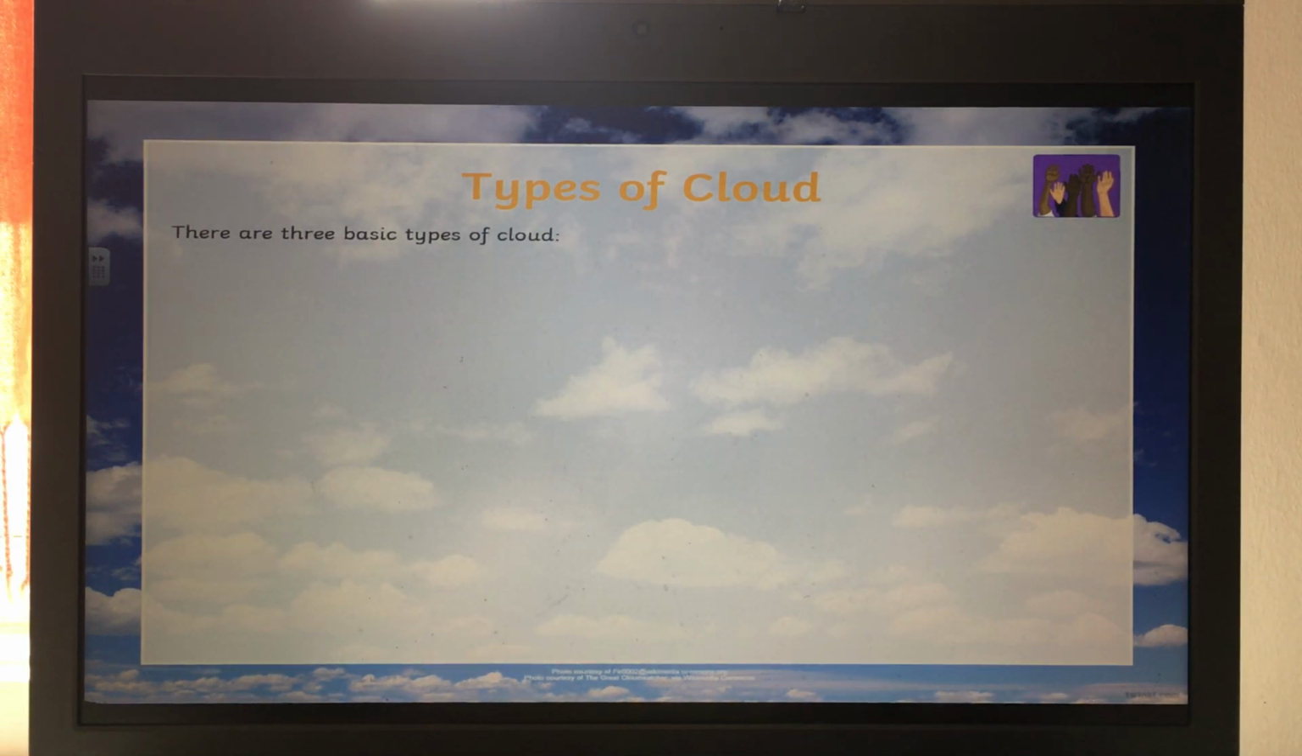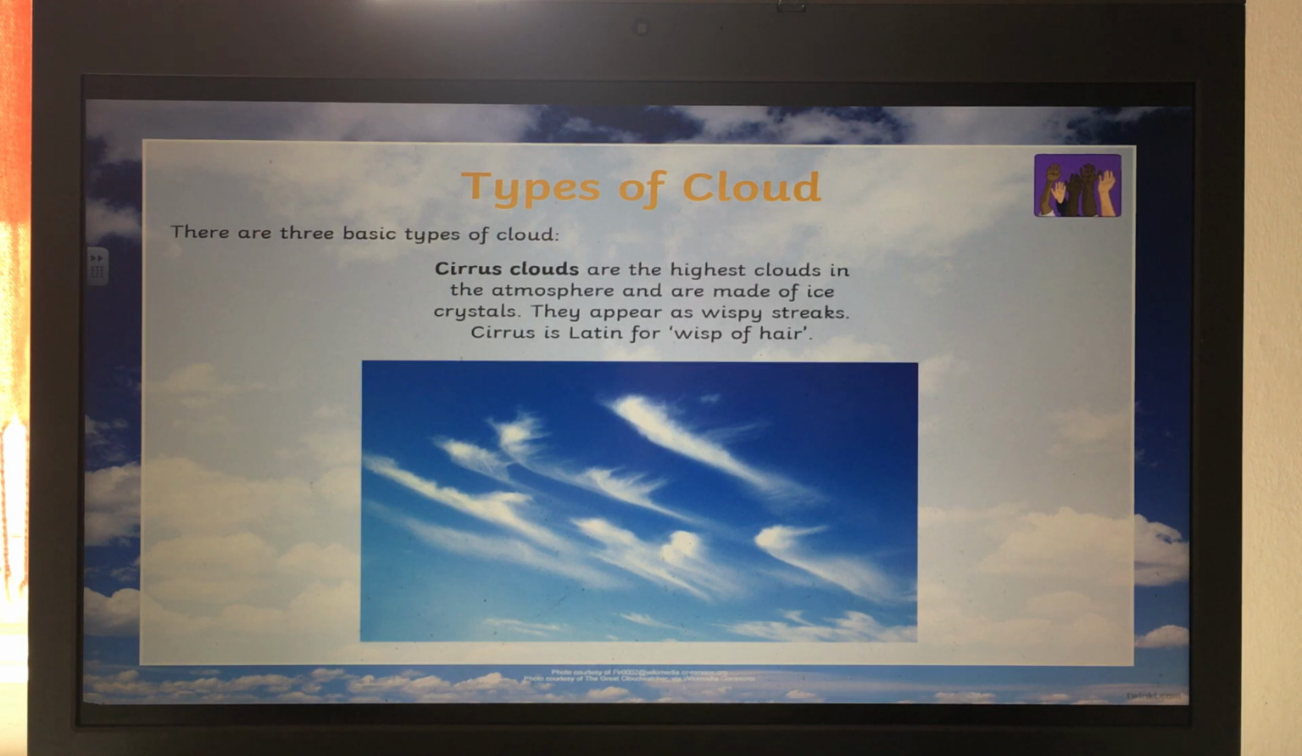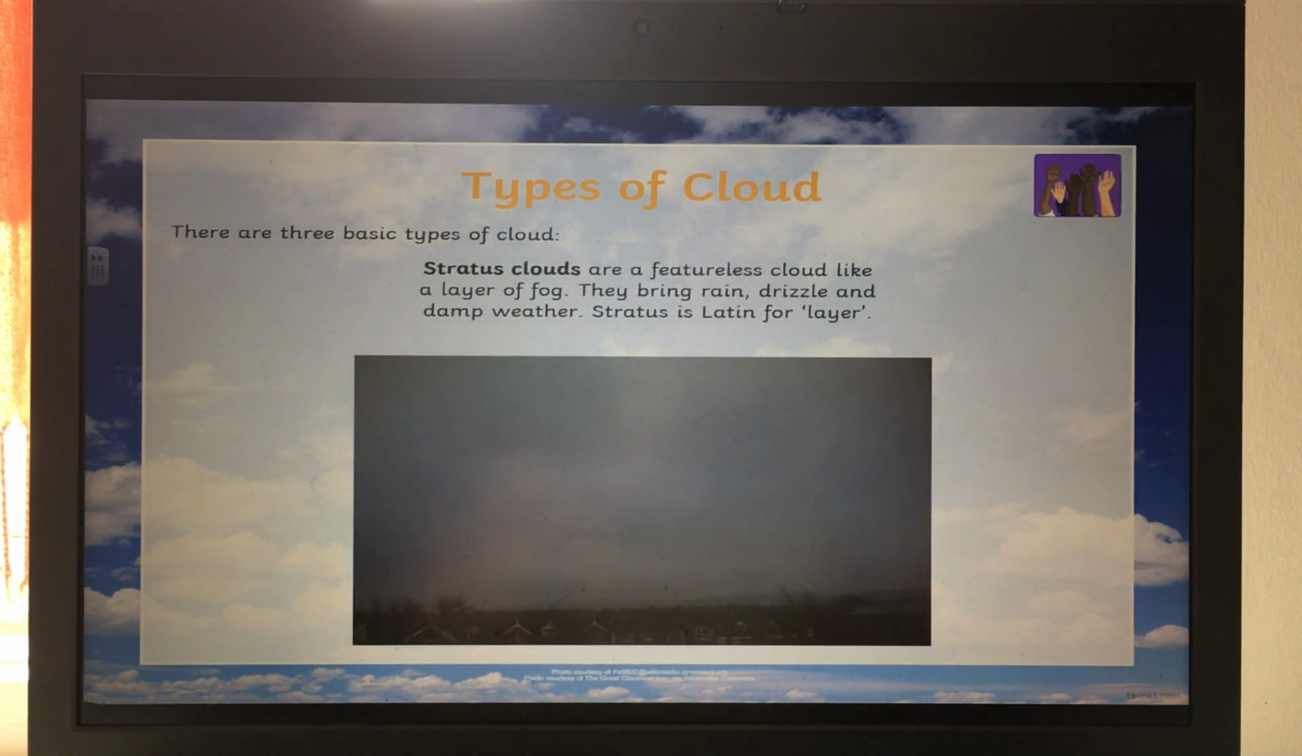So there are 3 basic types of cloud. Cirrus clouds, these are the highest clouds in the atmosphere and are made of ice crystals. They appear as wispy streaks. Cirrus is Latin for wisp of hair. Cirrus, can you say cirrus?